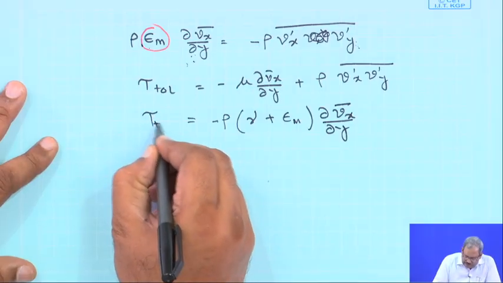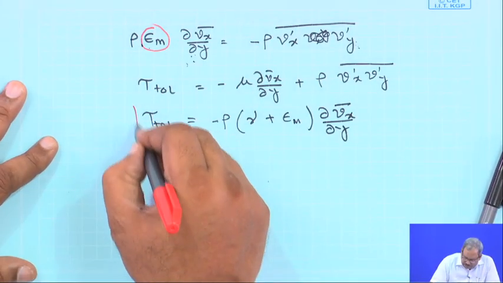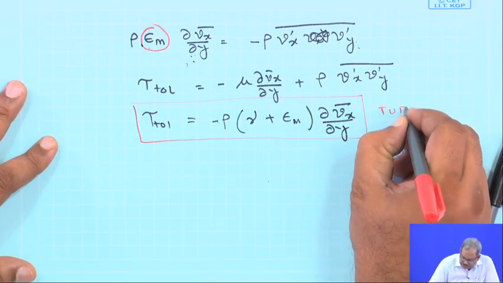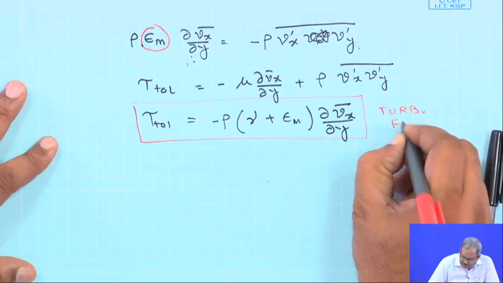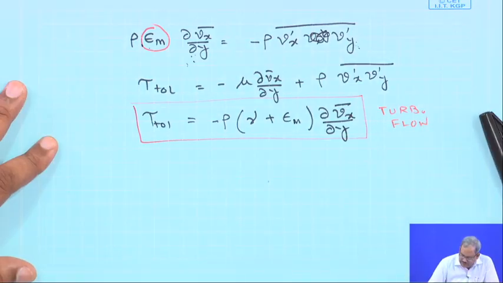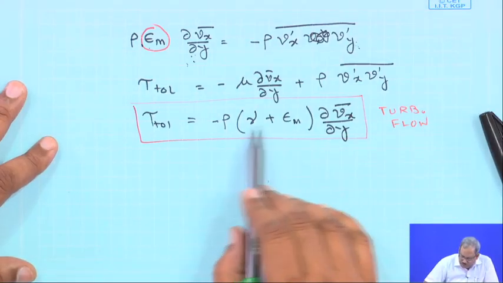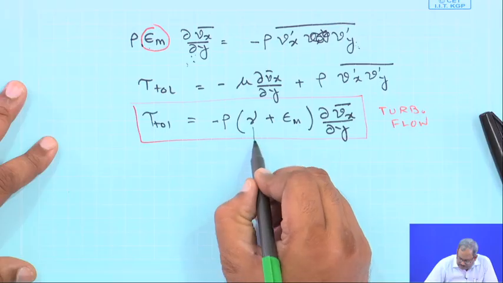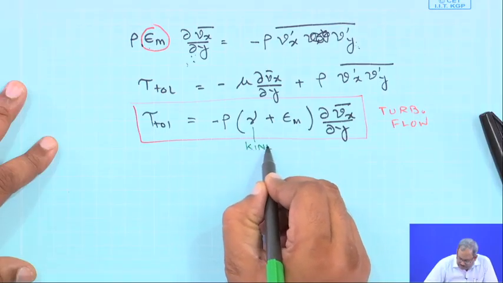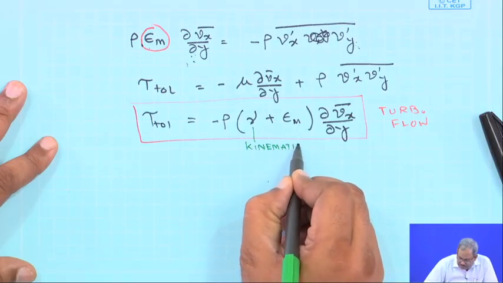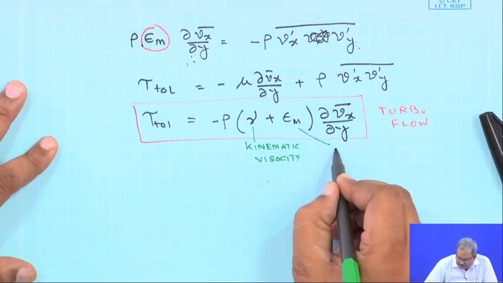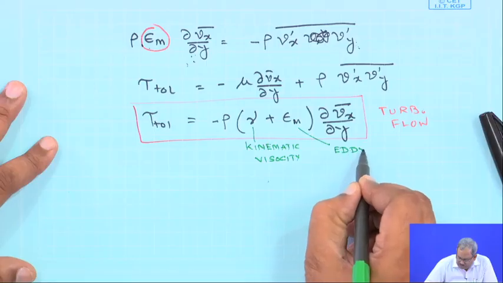So, this is the new expression for tau in turbulent flow, and you can clearly see the additional transport of momentum due to the presence of this epsilon m. So, if this is called the kinematic viscosity, the other one is called the eddy viscosity.